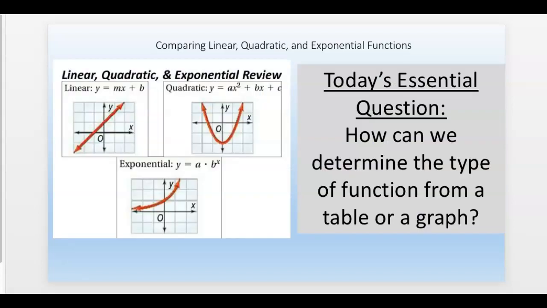Our essential question, and you're going to need that for the notes assignment: How can we determine the type of function from a table or a graph? Guys, the exit ticket today is all about tables. It's a little harder to do from a table. It's a little easier from a graph, okay?